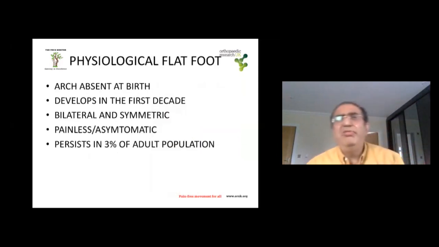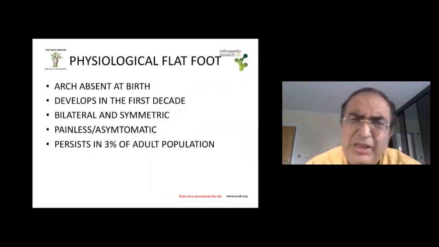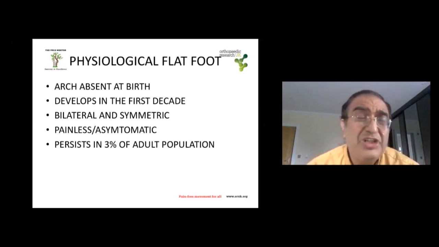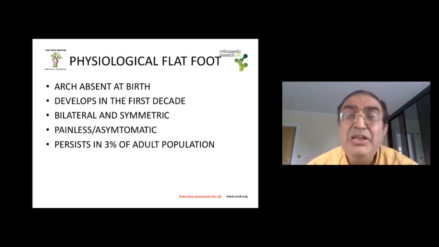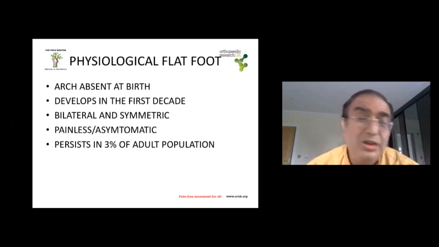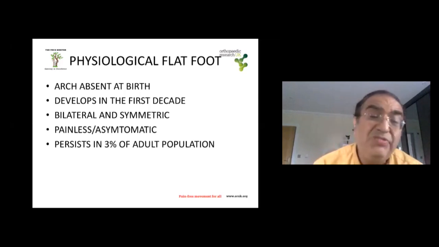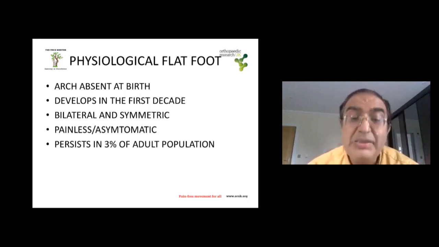The other common flat foot in the child, which is asymptomatic, is the physiological flat foot. All children are born with flat feet. This is because the arch is absent at birth. They have generalized ligamentous laxity. They've got fat pads in their sole, so the arch is not very apparent. And the arch can take up to 10 years to develop, the first decade. So when you get referrals of a 6-year or 5-year-old child with a flat foot, you just have to reassure them, because the arch can take up to 10 years to develop. The important thing about this flat foot is it's bilateral, it's asymptomatic, and about 3% persists in the adult population.